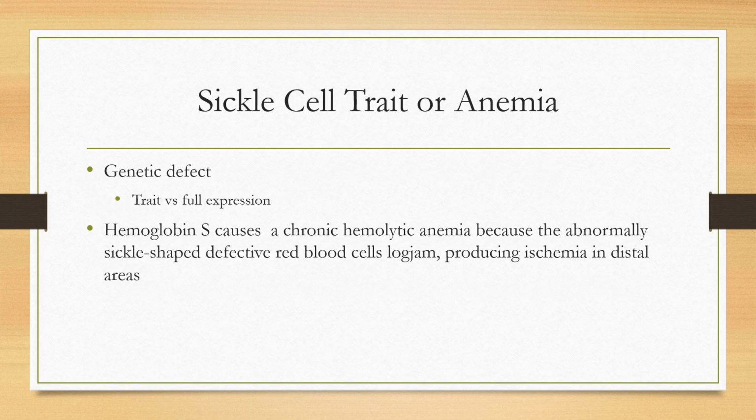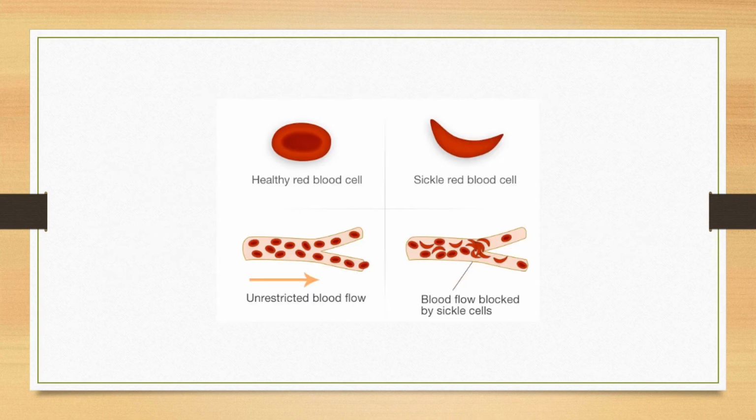Sickle cell trait or anemia is a genetic defect. Trait is if you have one copy of the abnormal gene. Full expression is with two copies. Essentially, it just causes your red blood cells to look different, which can result in this quote-unquote log jam. This is what it looks like. Because they're not round, part of why your blood cells are round is because they can be squished and moved around well. This sickled red blood cell makes it a lot easier to cause blockages in your vessels.